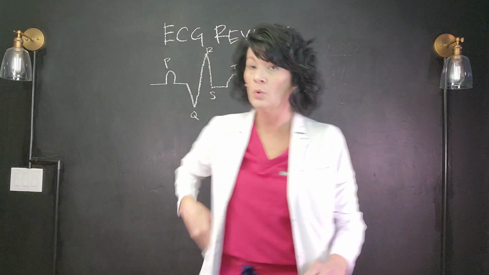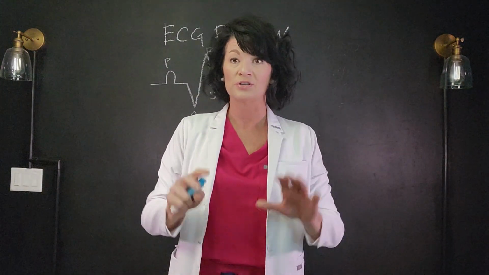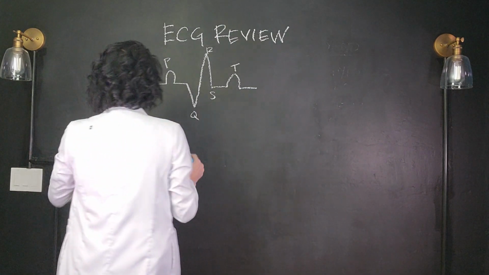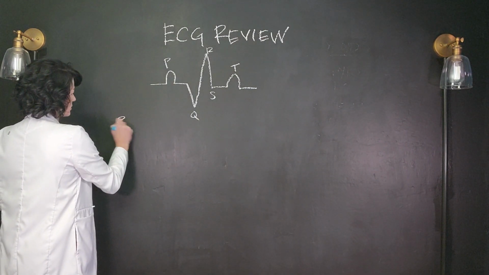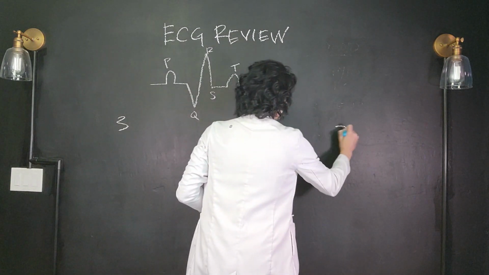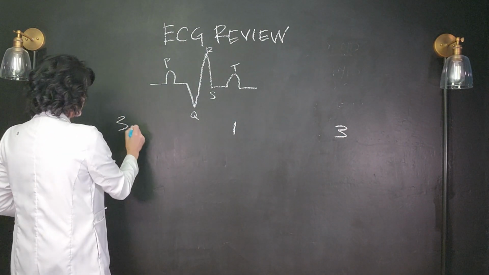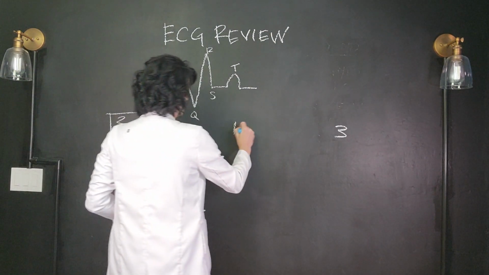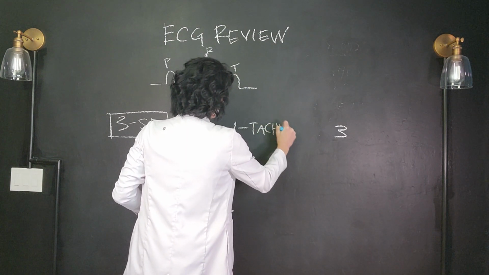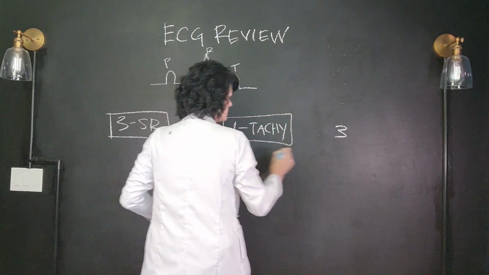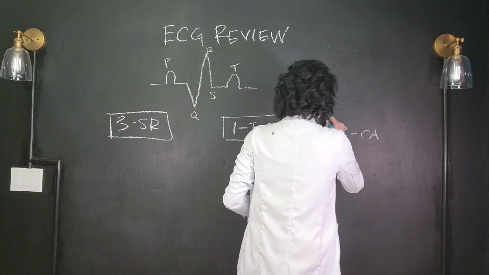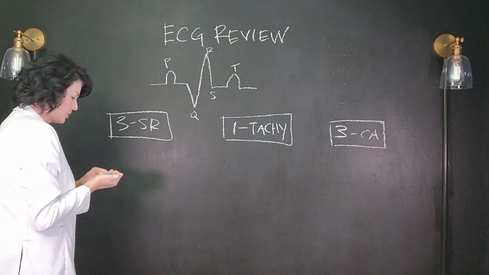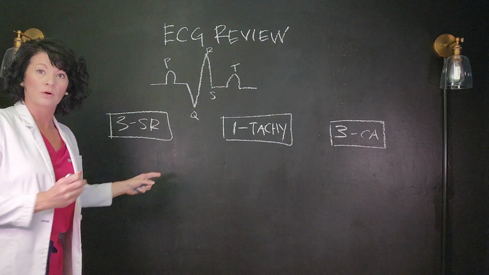So we're going to start with that. But when it comes to rhythms, there are 7 rhythms that you need to know, and we are going to go over them here. Okay, starting with, I like to call it our 3, 1, and 3. Okay, so we're going to start with our sinus rhythms. Okay, and we're going to do 1 tachy rhythm, and then we're going to have 3 cardiac arrest rhythms. Okay, there's actually 4, but there are only 3 that you need to know for our purposes. Okay, so let's start off with our sinus rhythms.